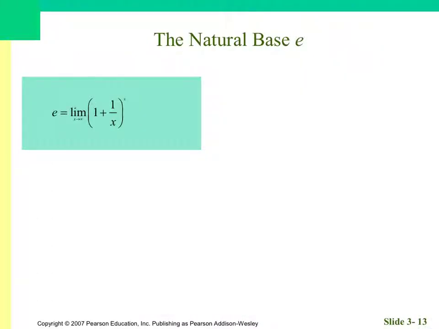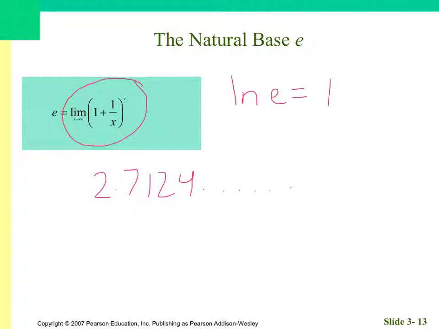So e, the natural base e. e is a number, it's like pi. e is this limit here. And if you look at the limit of that, it's 2.718 blah, blah, blah. So that's what the natural base e is, and that is actually the inverse of the natural log function. So if you took the natural log of e, it equals 1. Or if you did e to the natural log of 1, it's 1. So those are inverses of each other. Okay?